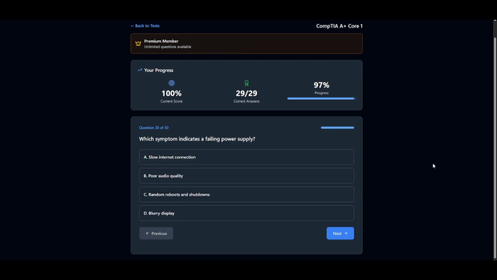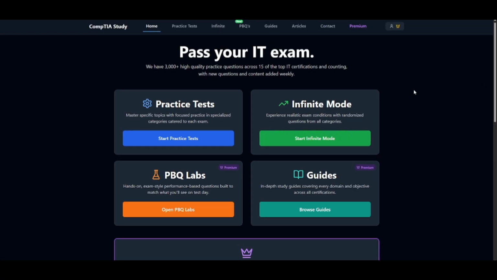All right, guys, this is our last question for this video. Which symptom indicates a failing power supply? Think about it for 3 seconds. And the answer would be C, random reboots and shutdowns. These are very common symptoms when you have a bad power supply unit that cannot handle the demand for power in your computer. Alright guys, so that's going to conclude our video for today on hardware troubleshooting.